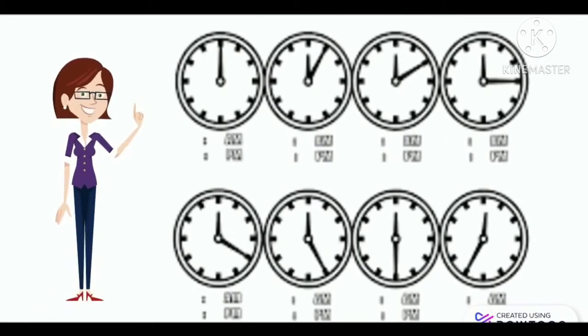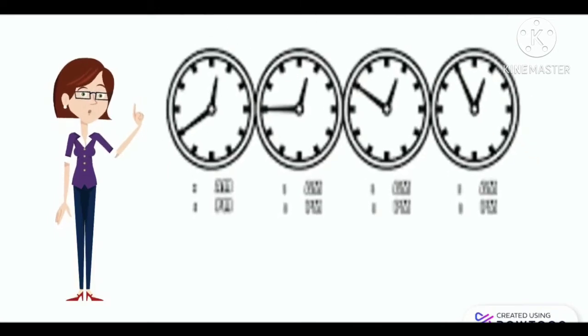Let me say the time. 12 o'clock, 5 past 12, 10 past 12, a quarter past 12, 20 past 12, 25 past 12, half past 12, 25 to 1. Next, 20 to 1, a quarter to 1, 10 to 1, and 5 to 1. These are the examples of time.